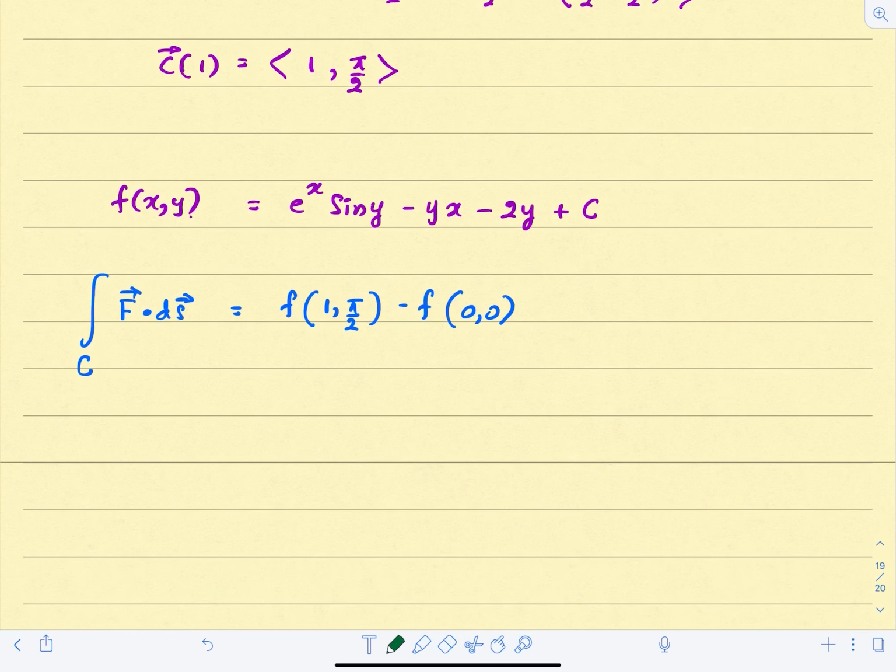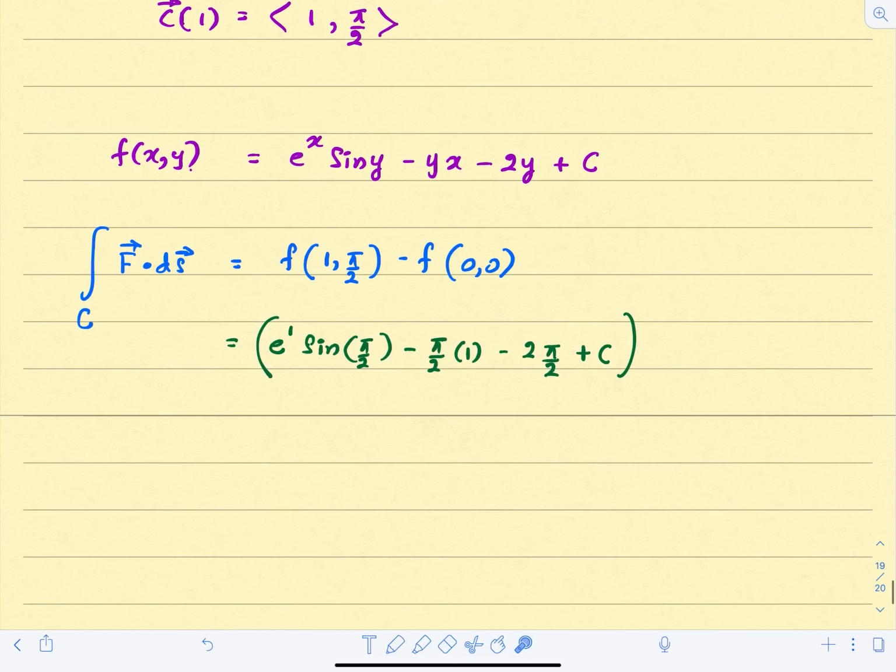Okay, let's calculate f of 1 comma pi over 2. X coordinate is 1, so you have e to the 1 times sine of pi over 2 minus y coordinate is pi over 2 and x coordinate is 1, minus 2 times pi over 2 plus c. This is the function value at the terminal point.